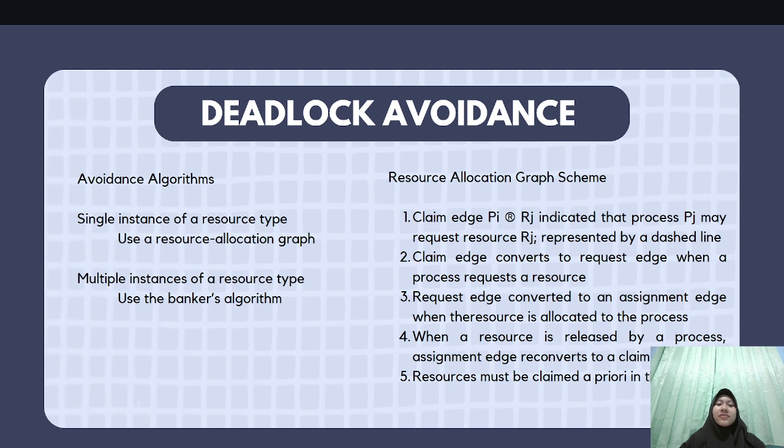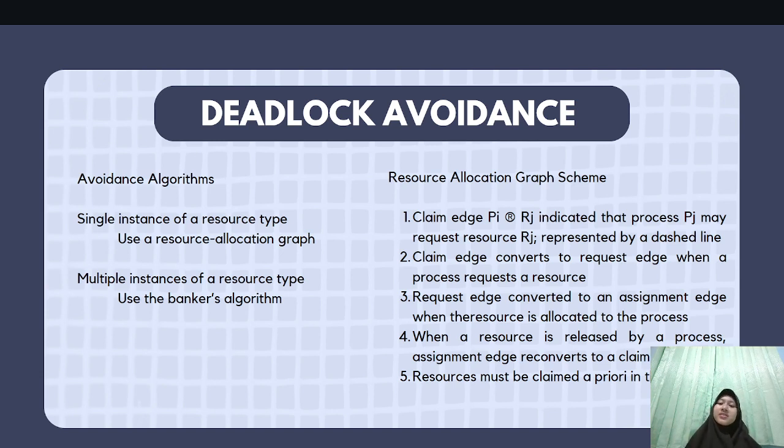For a single instance of a resource type, use a resource allocation graph, and for multiple instances of a resource type, use the banker's algorithm. And the next one is the resource allocation graph scheme. First one, claim edge Pi → Rj indicates that process Pi may request resource Rj, represented by a dashed line.